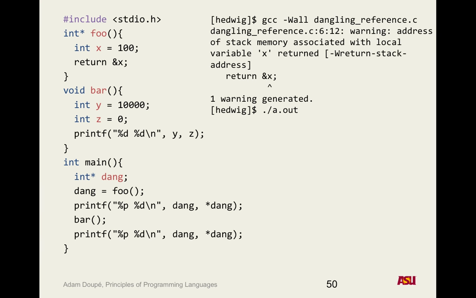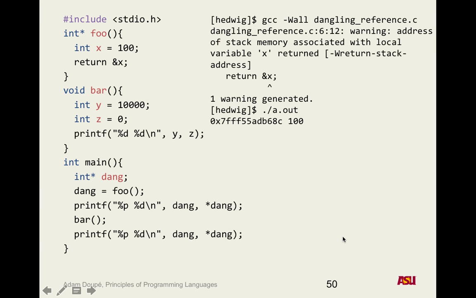And modern operating systems have stuff like ASLR, address space layout randomization, which explicitly randomizes where things are in memory every time the program executes, so not even each time it's compiled. So here we get a different address. We get 100, which is interesting, it's the same.